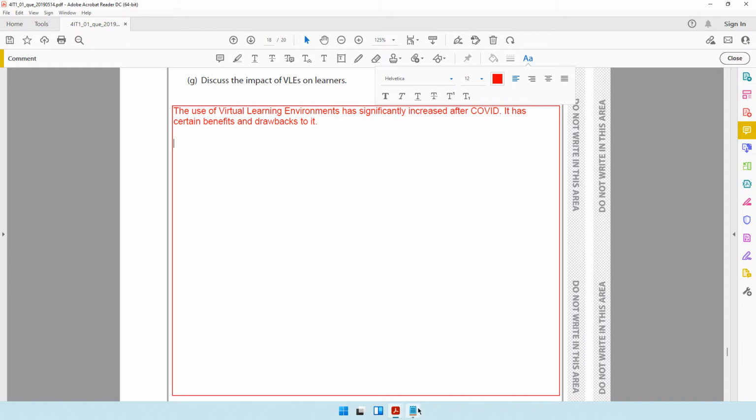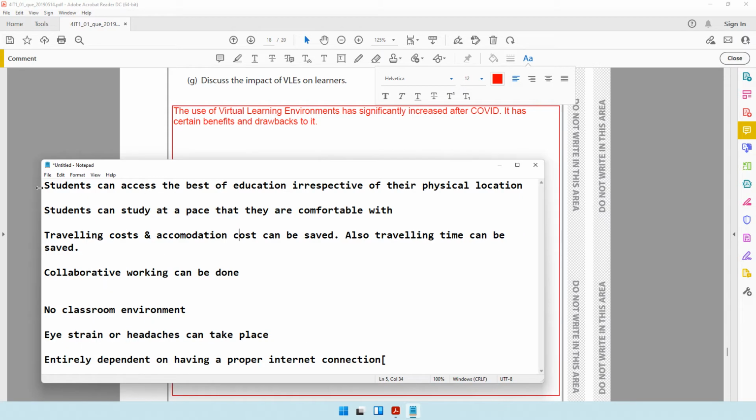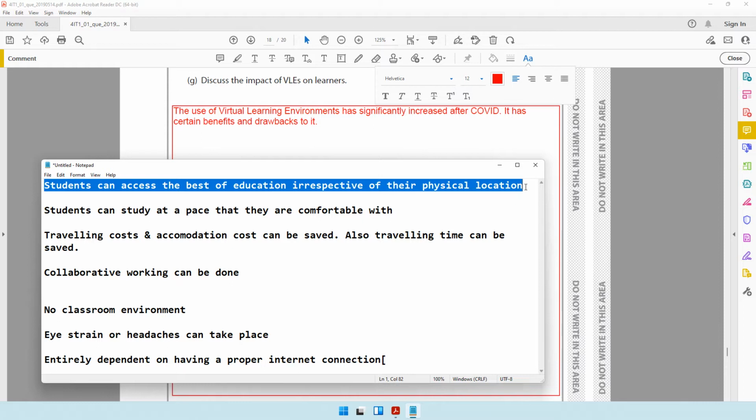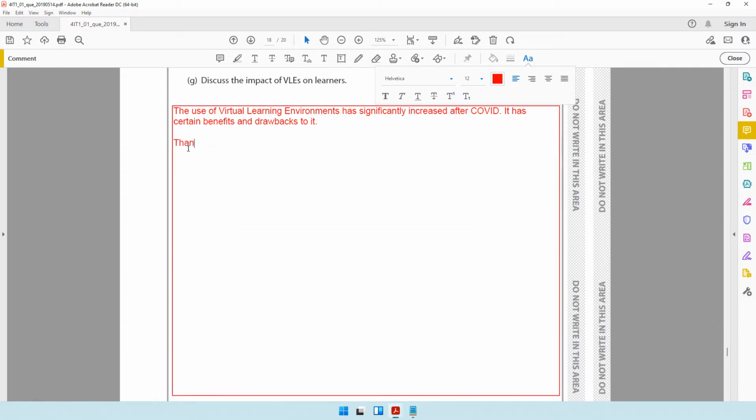Now the first point that I'm going to talk about is this: students can access the best of education irrespective of their physical location. Okay, thanks to VLEs, students now have access to some of the best education around the world, irrespective of their physical location.